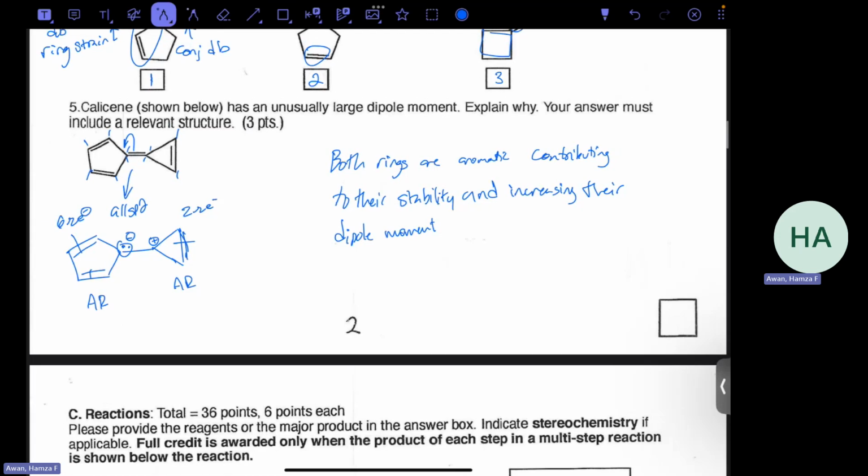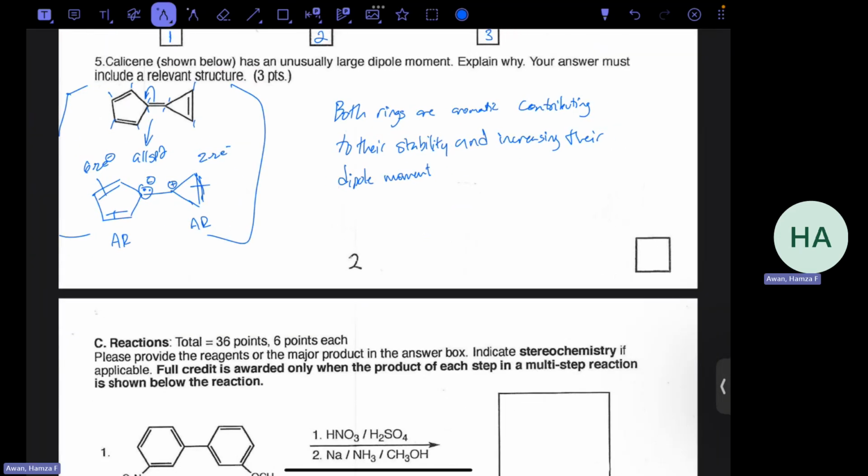I don't know if she's gone over this Calicene directly in class. Has she? Then I highly doubt it's gonna be on your exam. This is probably just gonna be replaced with the Diels-Alder question. But it's still nice to know. If you see something like this, it's likely to do with aromaticity. All right. So just put something about aromaticity, see what you can, and then you should be okay. All right. Any questions on that?